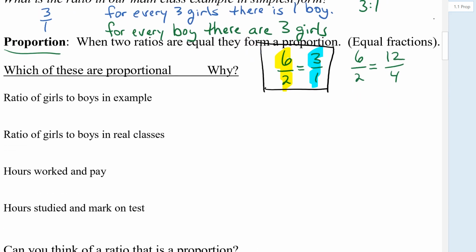Let's take a look at this and we'll answer these questions. We've got 4 questions, and we're going to say which ones of these are proportional, and then we're going to say why they're proportional.